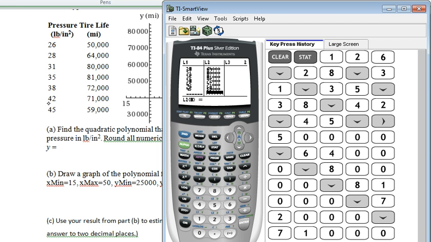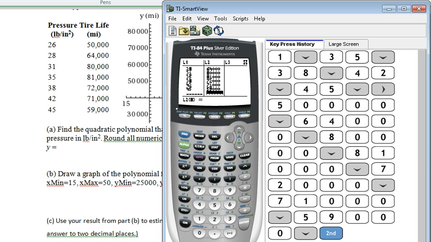All right. So first of all, let's draw the scatter plot. Let's go second stat plot. And we notice that plot 1 in my case is already on. If it's not on, then press 1 and then select on.